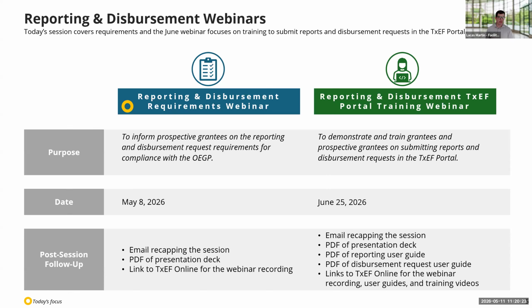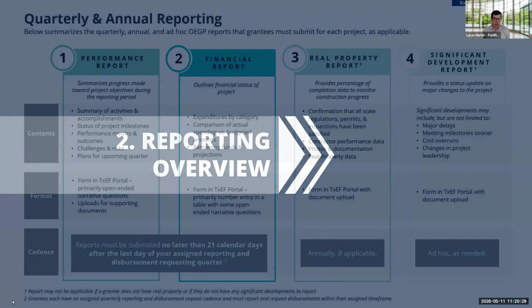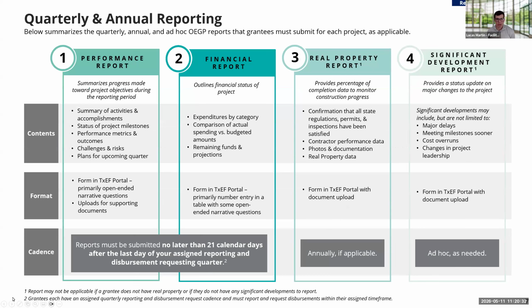Alrighty. With that, let's jump into an overview of the reporting within the Outside of ERCOT grant program. There are four reports that need to be submitted, and you can see them here on the screen: the performance report, the financial report, the real property report, and the significant development report. These will all be, as I touched on earlier, submitted within the Texas Energy Fund portal, and the process for submission we'll go through in the next few slides. The performance and financial reports are on an annual basis on a schedule that we'll explain in the next few slides here.